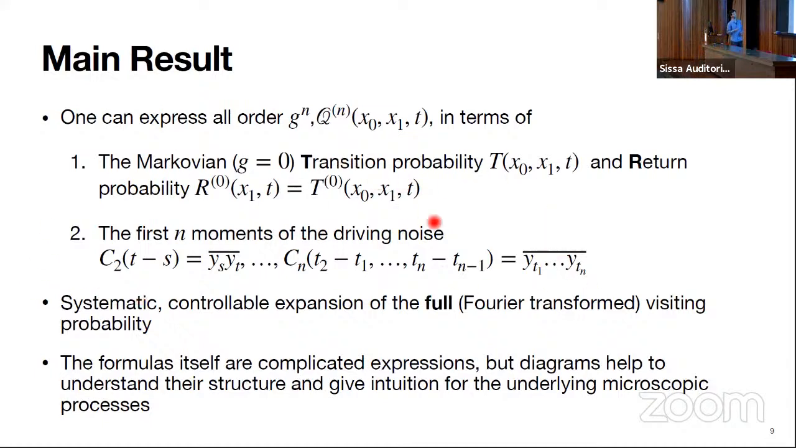Now, the nice thing about this is that if you want to understand your correction only to g squared, you only need to know the second moment of your driving noise. And generally, if you want to understand the first nth correction, you need to know the first n moments of your driving noise. So the more you want to know about the correction of your driving noise, the more you need to know about the statistics. But generally, if you're just interested in the leading correction, the correlator is enough. So overall, what this gives us is a systematic, controllable recipe that can generate arbitrary correction terms.